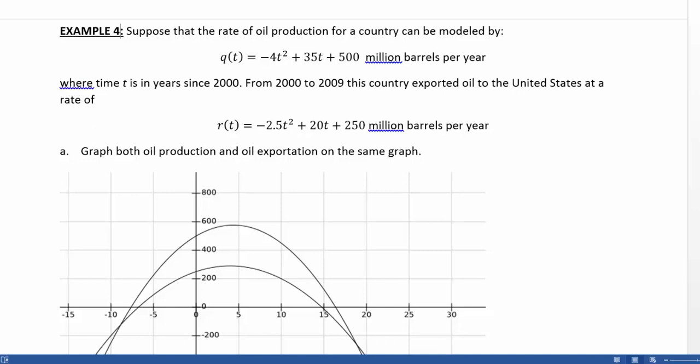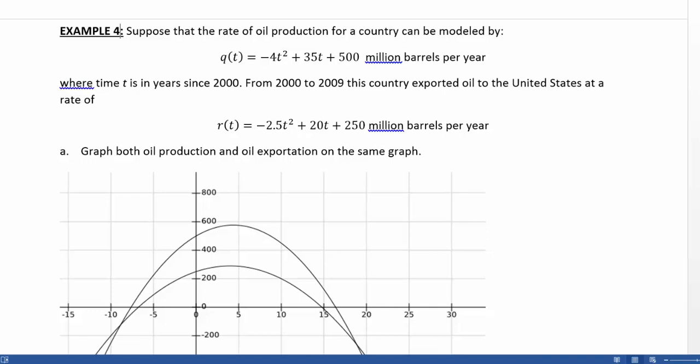Part A. Graph both oil production and oil exportation on the same graph. So you want to be able to get both of these graphs on your calculator to see what they're going to look like. I want you to notice the scale on the x and the y that I've used so you can set your calculator window to the same thing so that you can see these same functions.